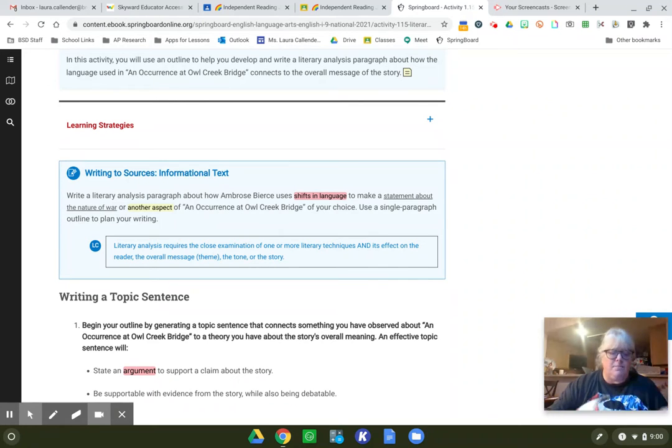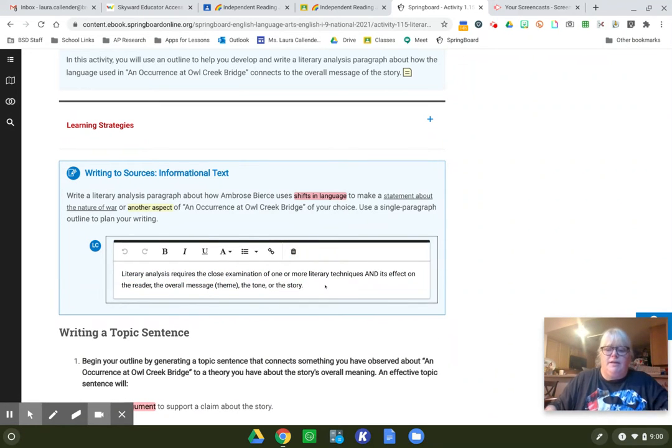things that you could talk about could be his conflict between himself and death, right? This idea that he doesn't want to die and he's looking for a way to escape. So there are many different things at the end that we'll put forward as a topic sentence, but you must closely examine one or more literary techniques and its effect on the reader, the overall message or theme, the tone, or the story. So for example, and I'm just going to put an example in here.